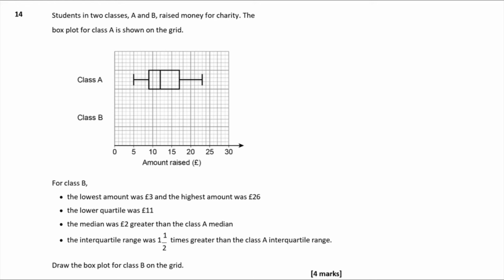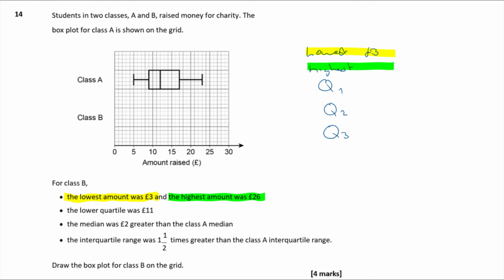Okay, so to draw a box plot, we need to have 5 values. We need the lowest value, the highest value, the lower quartile, which is Q1, the median, which is Q2, and the upper quartile, which is Q3. So what do we know? We know straight off that the lowest amount was £3, and the highest was £26. The lower quartile was 11, so I've just been given that one straight out. That one is equal to £11.